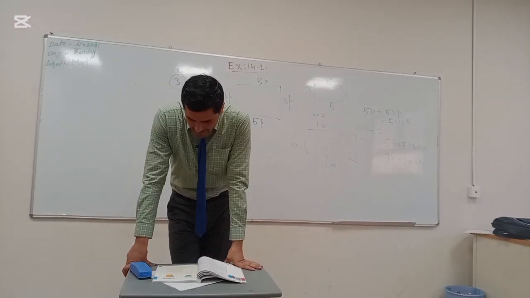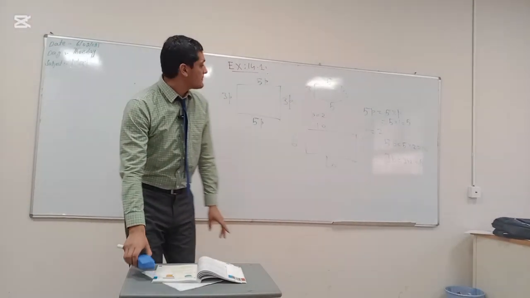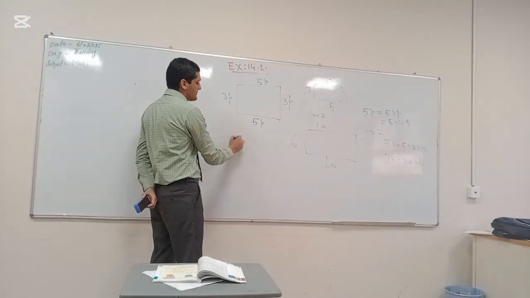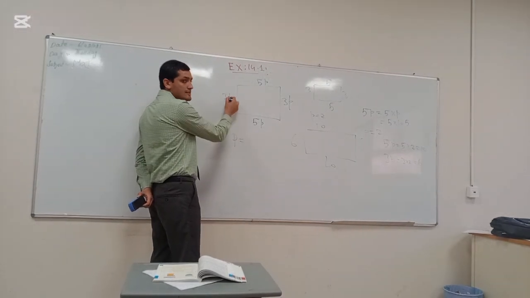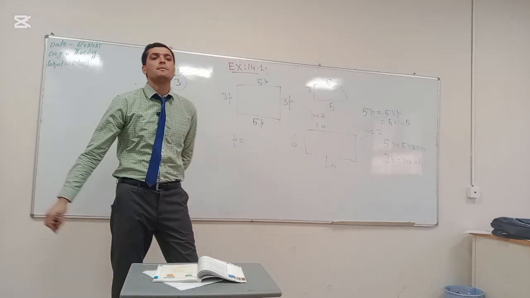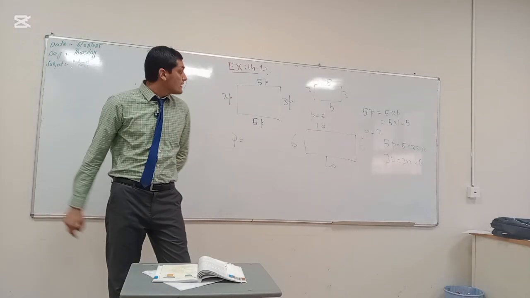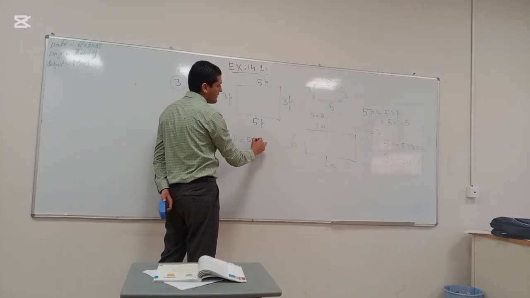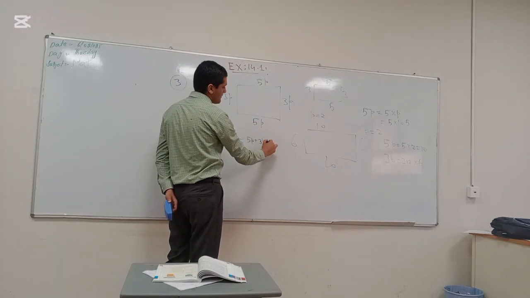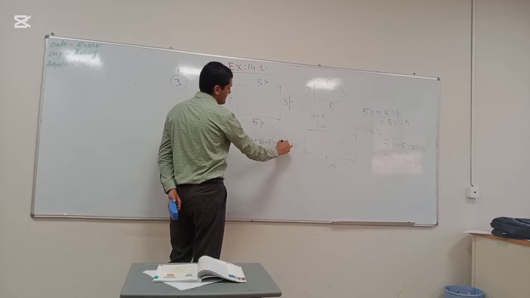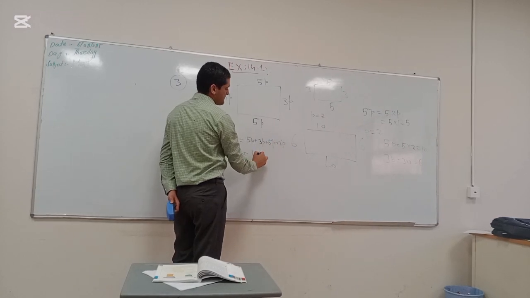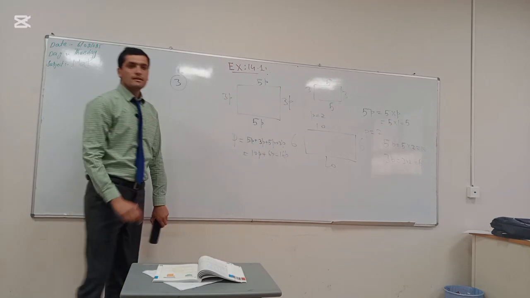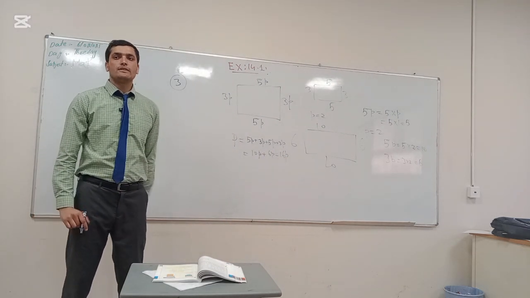Okay, now it is asking, let me calculate the perimeter of this. Capital P is the perimeter, small p is the variable. So what is the perimeter? 5p plus 3p plus 5p plus 3p, that is 10p plus 6p, 16p. Understand?